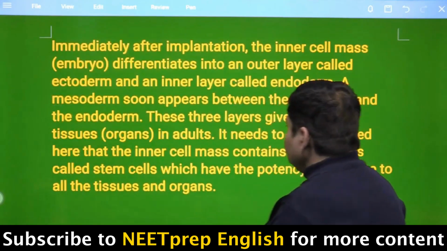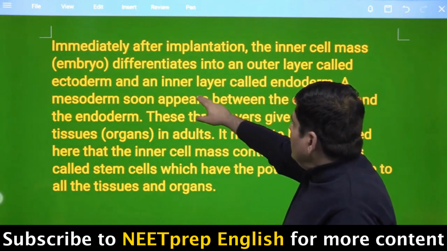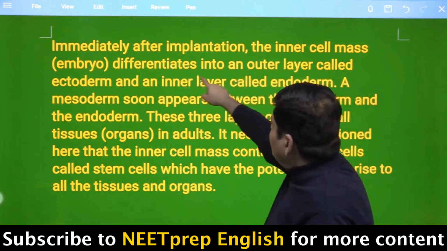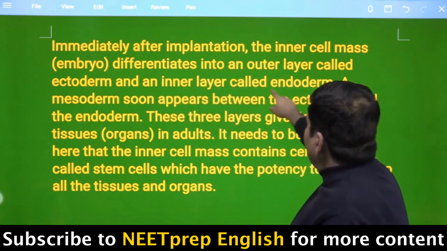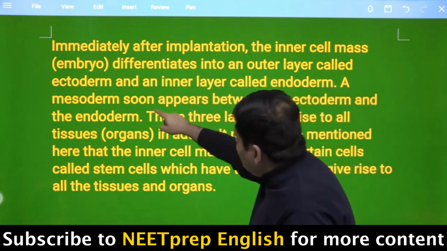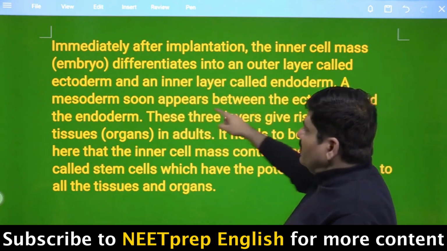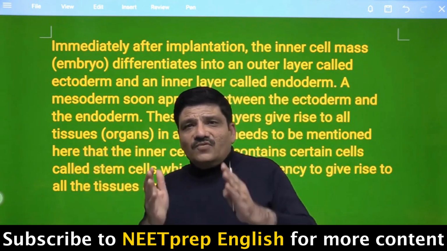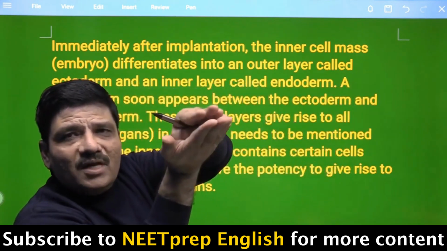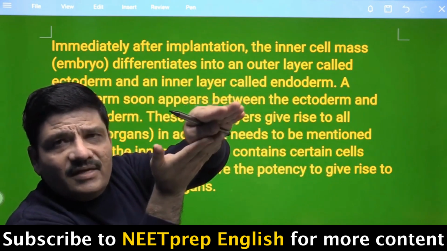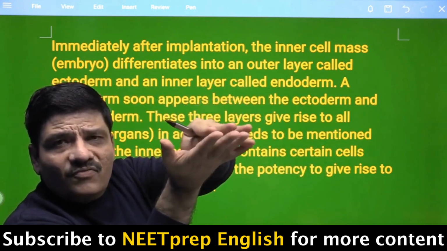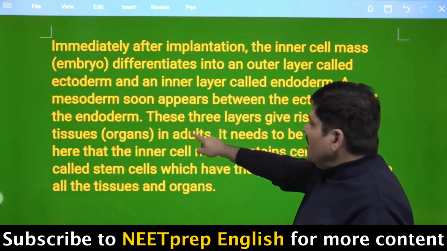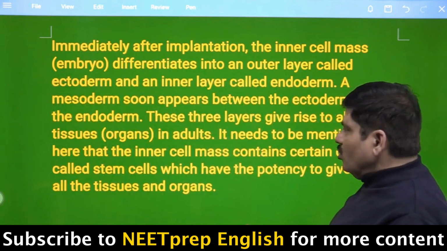Now just try to understand that this is the inner cell layer called the endoderm. Immediately after implantation, the inner cell mass differentiates into an outer layer called ectoderm and an inner layer called endoderm, and then mesoderm appears between the ectoderm and endoderm. As I told you, diploblastic organisms will not have mesoderm. So first an ectoderm is formed, then an endoderm is formed, and some cells enter in between the two and form the embryonic mesoderm, and then all organs arise from these three germ layers. So I hope this is absolutely clear.